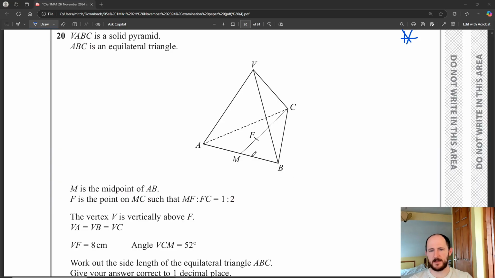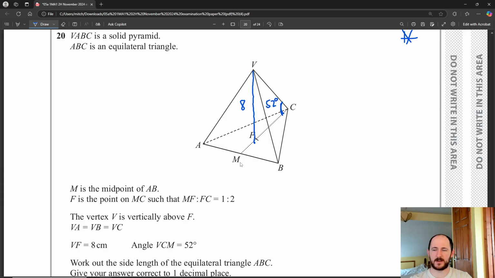Splendid. F is the point on MC such that MF to FC is 1 to 2. V is vertically above F, and they tell us that those 3 sides are all the same. Then they say that VF is 8, VCM is 52. In any geometry question, my first step, if they haven't done it already, and this includes vectors by the way, is I label the information. So VF is 8, so that's this length here, is 8. Then VCM, so that angle there, is 52 degrees.